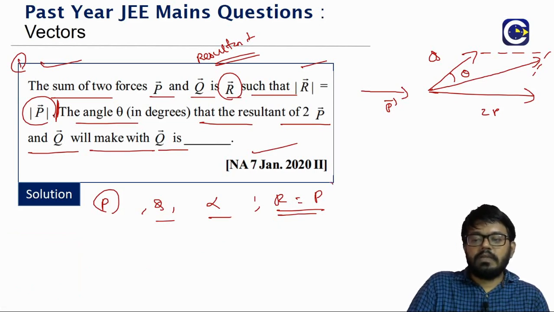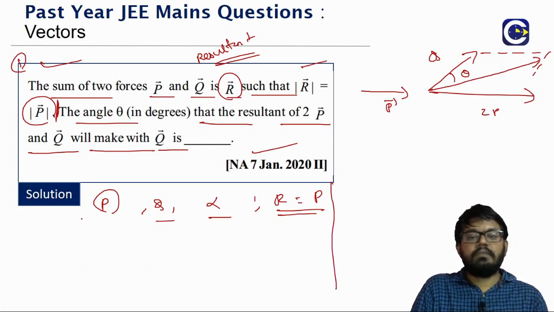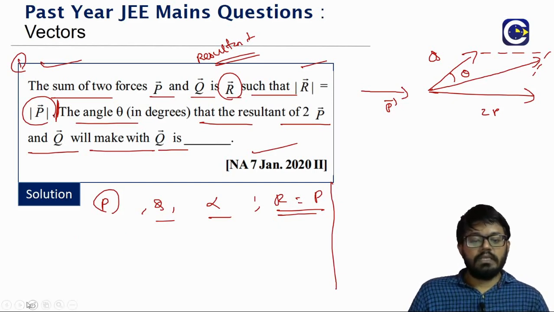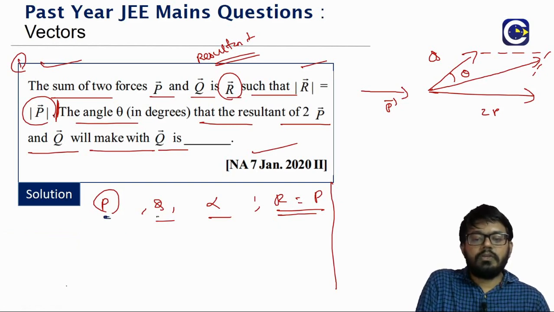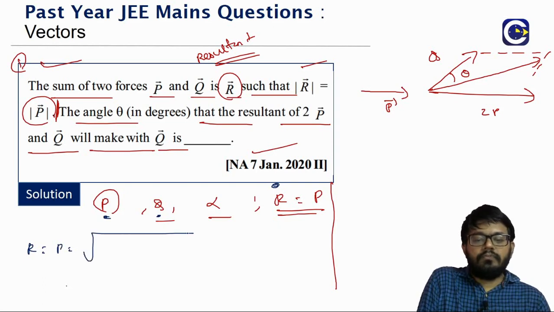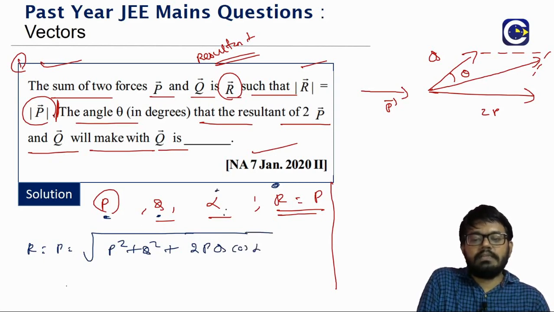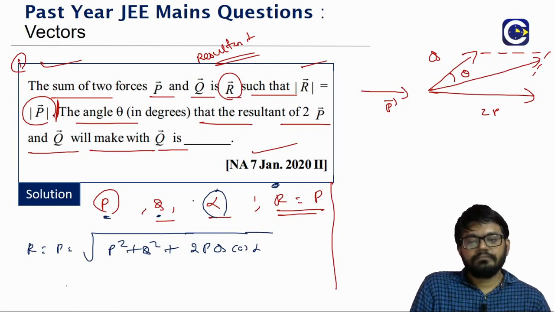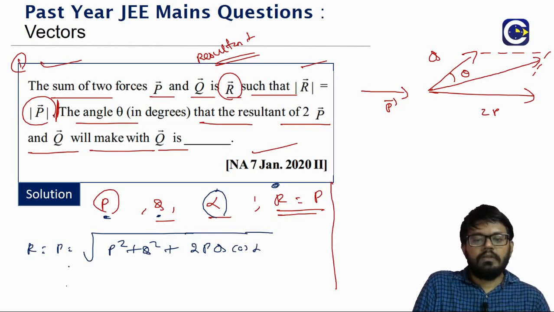Now how do we proceed? Because we have the first statement where we have some information. The resultant of P and Q has the same magnitude as the P vector, which means the resultant formula, root of P square plus Q square plus 2PQ cos alpha, because the angle between them is some alpha. We don't know what it is.